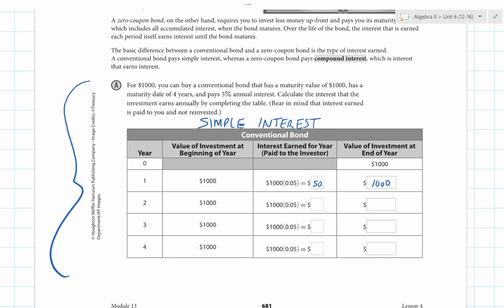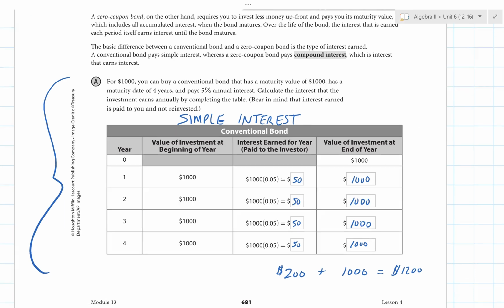And then the next year, the same thing would happen. You'd start with $1,000, you would earn $50 in interest, you'd still have $1,000 at the end of the year. And then the same thing during the third and fourth years. And so by the end of the 4 years, you've earned a total of $200 in interest, and your original investment of $1,000 is still there, and so now you have a total of $1,200. So that's simple interest. That's without reinvesting your interest and compounding it as time goes on.